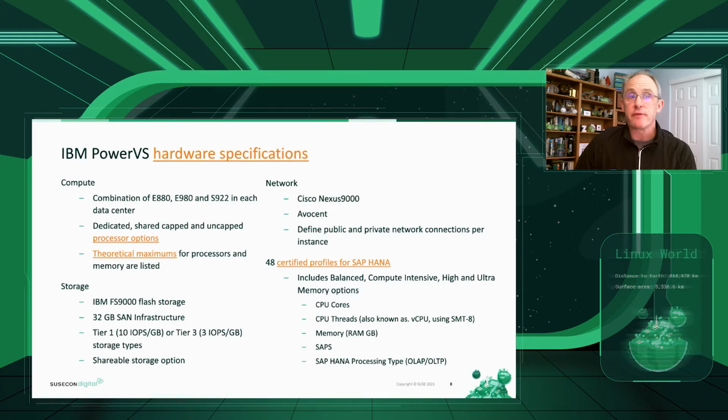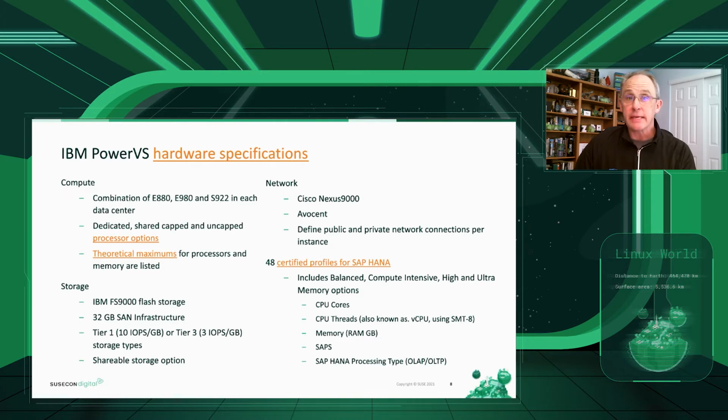Here is some information about the compute, storage, and networking components. There are 48 certified Power VS profiles for SAP HANA that give customers choices based on their SAP workload requirements. For example, the Power VS compute options include being able to run on IBM Power System E880 or an IBM Power System S922. Also, an IBM Power System E980. Now, some of the options are only available in certain data centers, so be sure to look at the links that I've provided on this page.